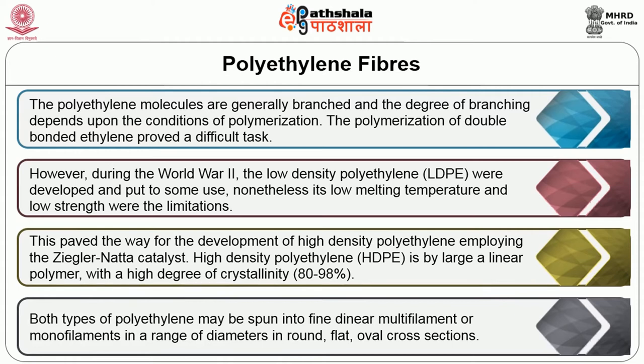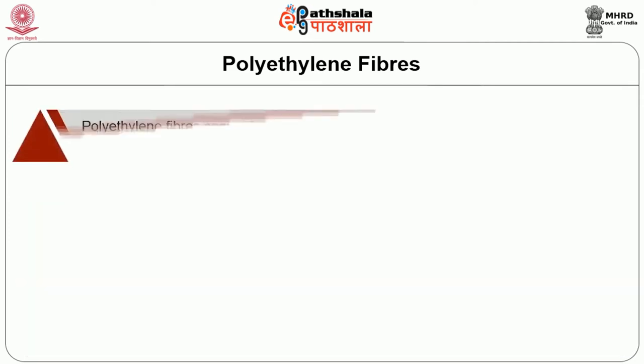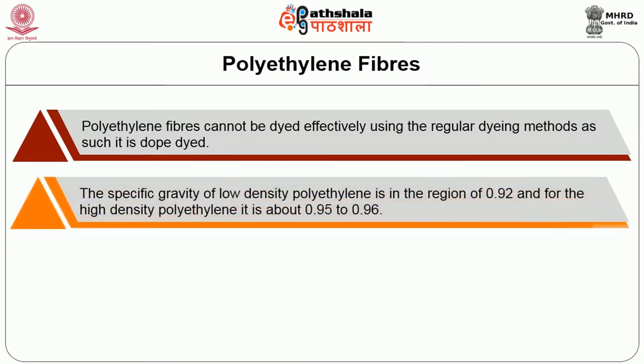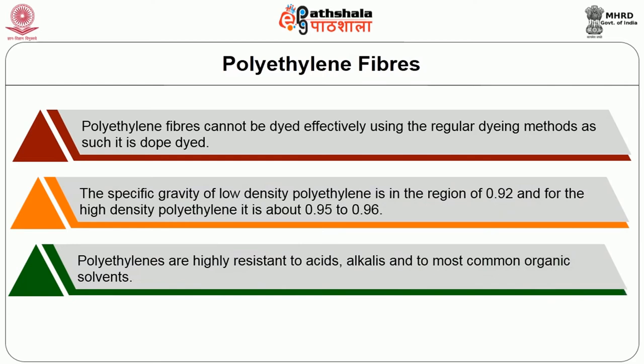Both types of polyethylene may be spun into fine denier, multifilament, monofilament, and a range of diameters in round, flat, or oval cross-sections. Polyethylene fibers cannot be dyed effectively using regular dyeing techniques. As such, they are dope dyed. The specific gravity of low-density polyethylene is in the range of 0.92, and for high-density polyethylene, it is about 0.95 to 0.96. Polyethylenes are highly resistant to acids, alkalis, and most common organic solvents.